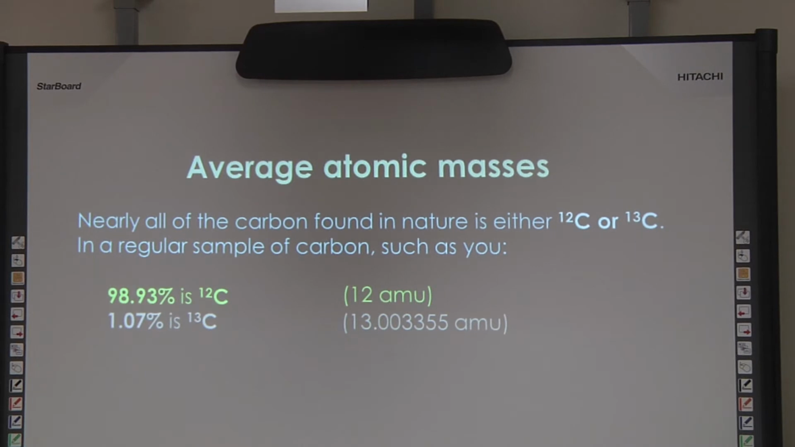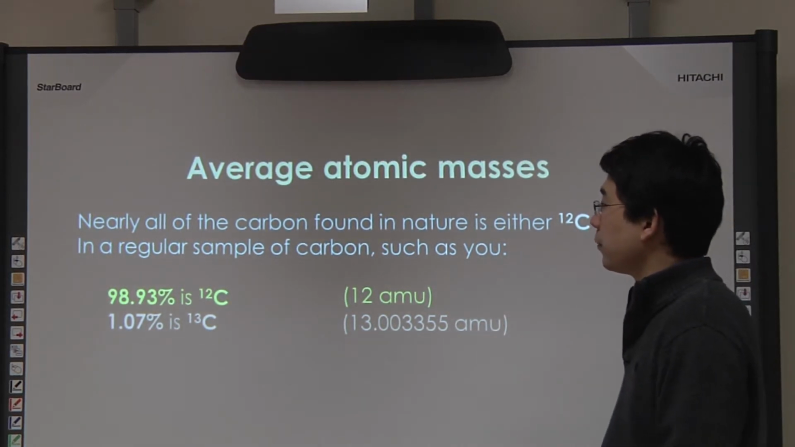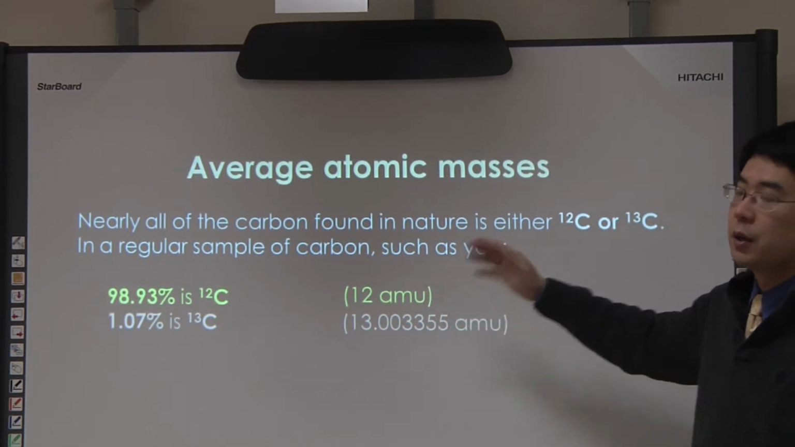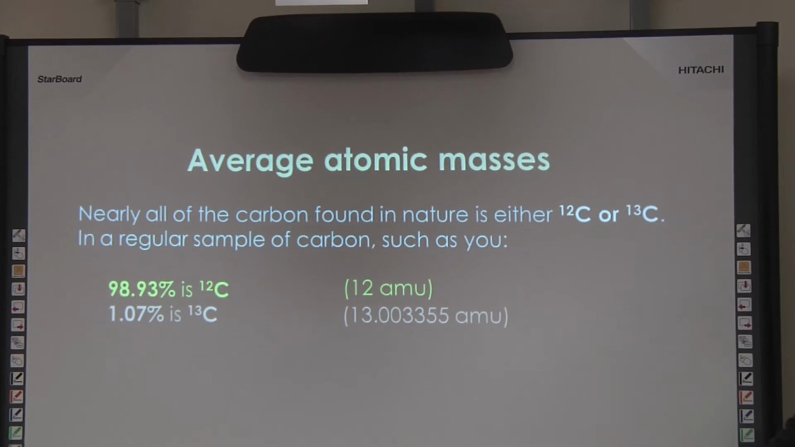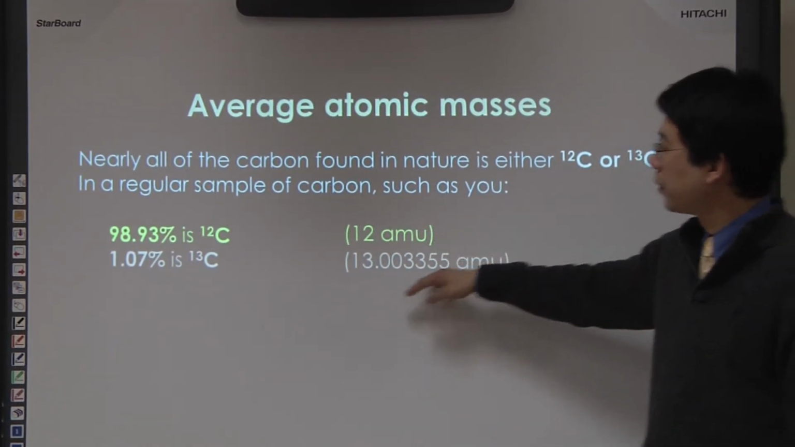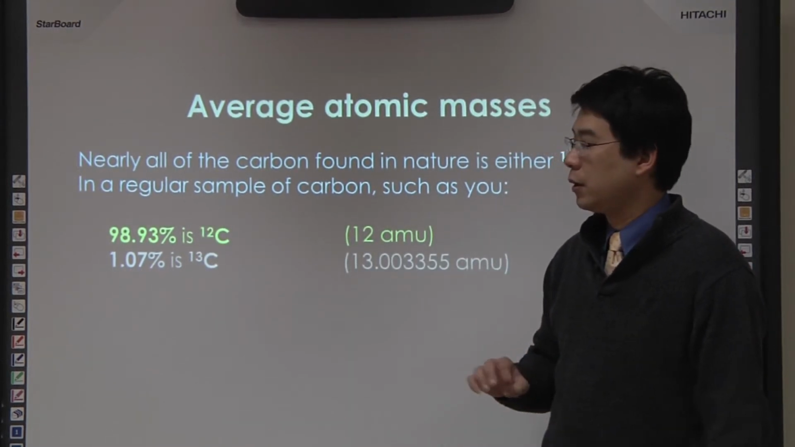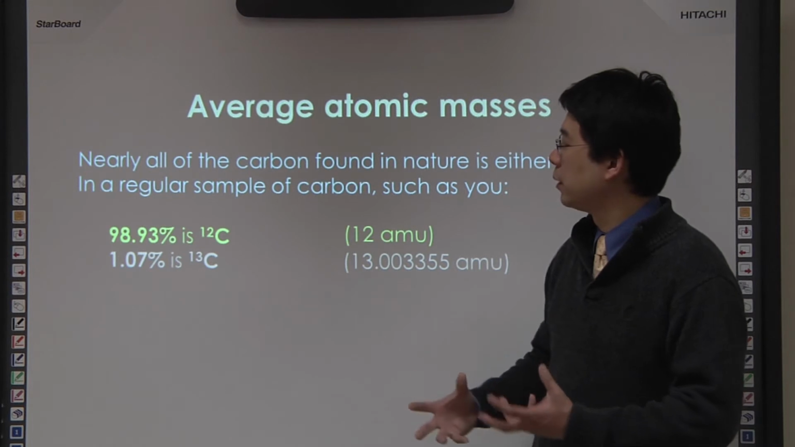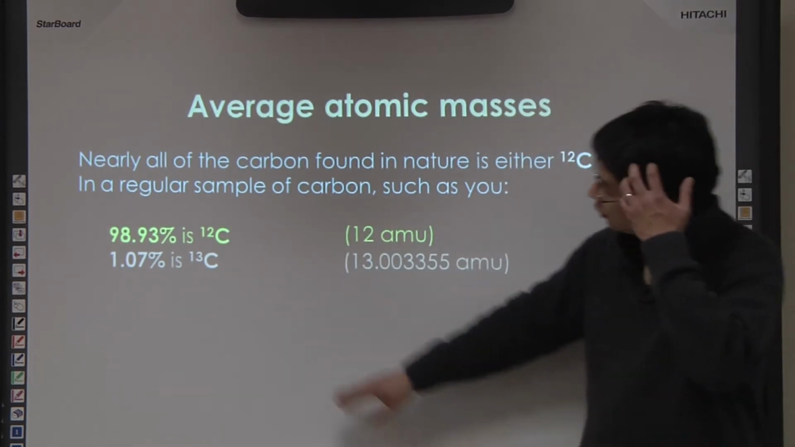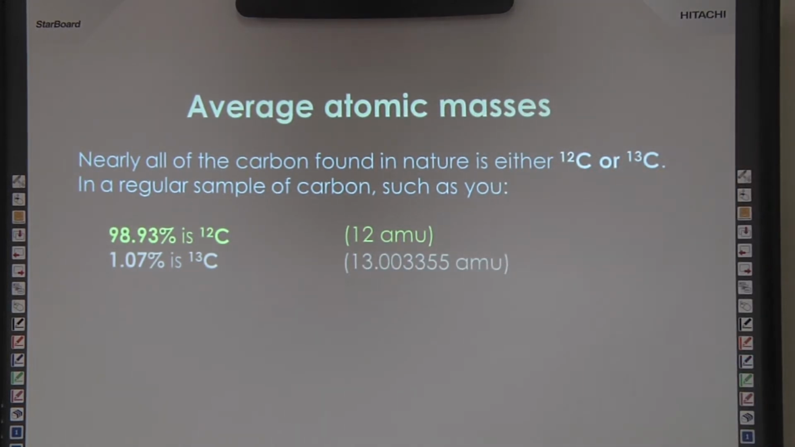The weighted average is different from a regular mathematical or arithmetic average, where you would take this number and this number, add them, and divide them by 2. That's not the kind of average we're looking at. Why don't we use that? Because these two are not equal in abundance. There's a lot more of the carbon-12, so we're going to take into account a lot more of the carbon-12, and there's a lot less of the carbon-13, so we're going to take into account a lot less of the carbon-13.